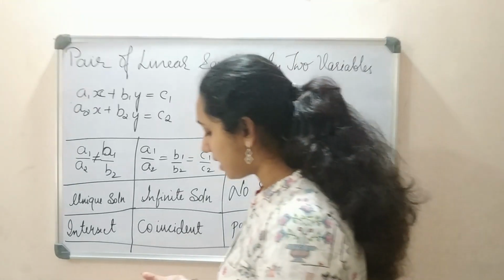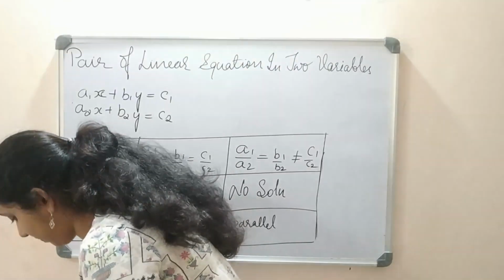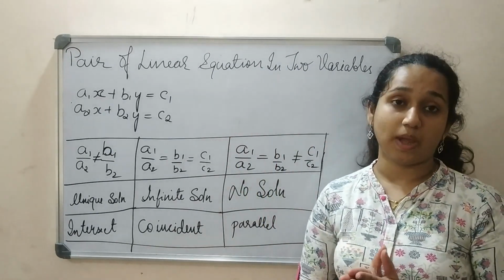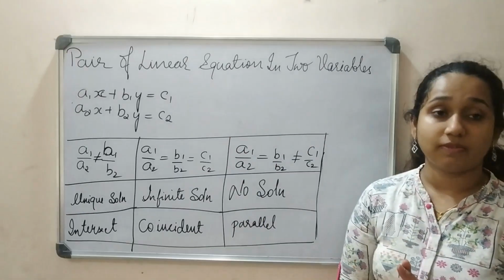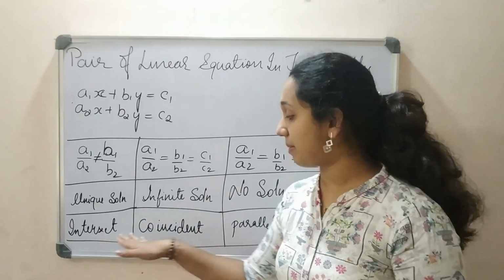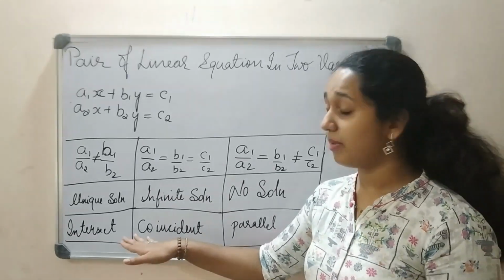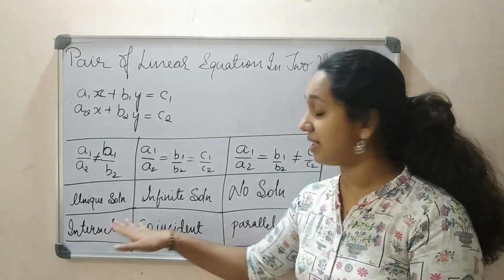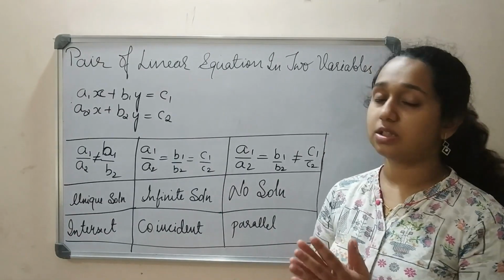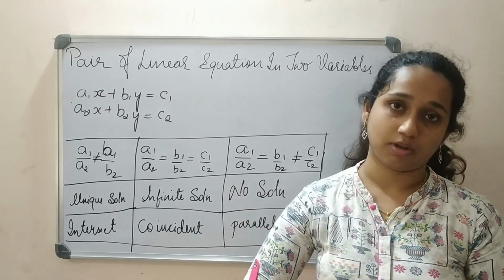So this is about the basics of a pair of linear equations in two variables: how you solve it, what kind of different solutions you get, and how you represent them in graphical form, how exactly they look, whether intersecting, coincident or parallel. This is all about the basics for today's class.